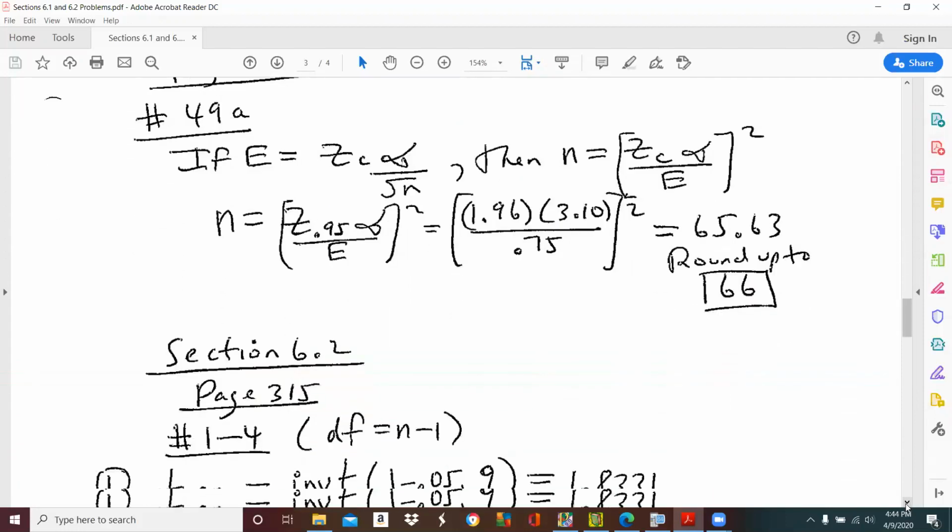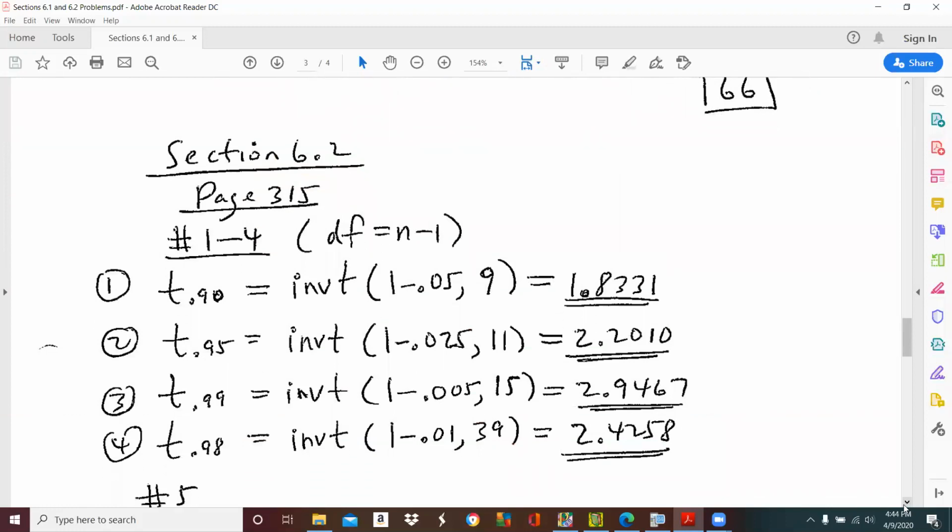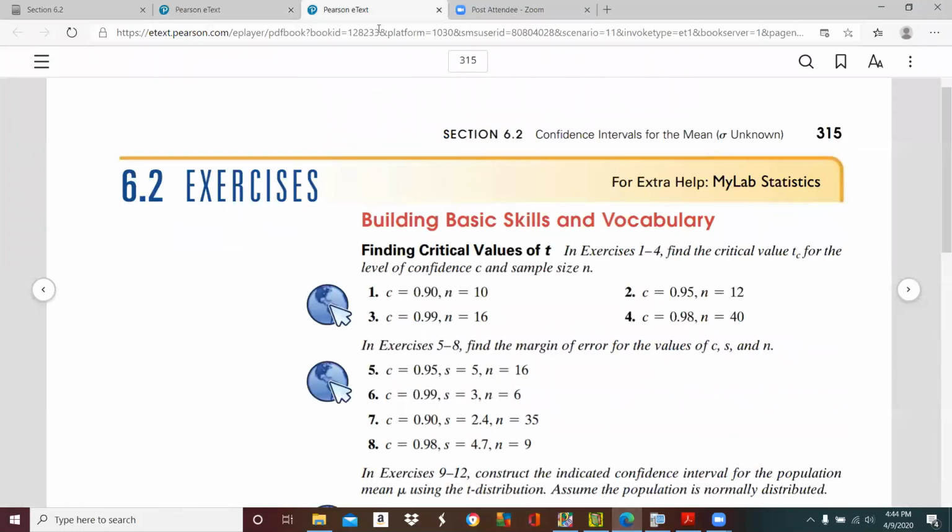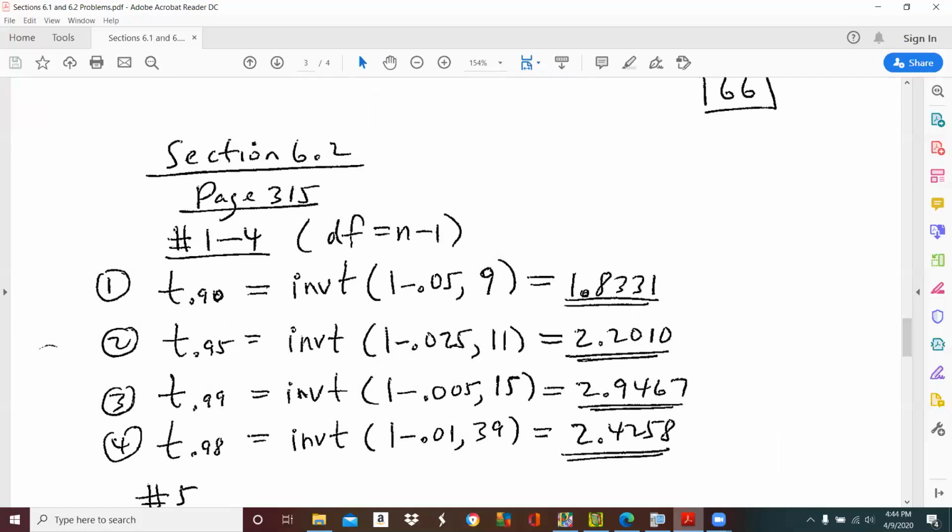All right, now let's do some problems in 6.2. And we're going to look on page 315. All right, let's go back to the textbook. We're going to go to 6.2. And here we are, page 315. And we're going to look at examples. Which examples are we going to look at? Examples 1 through 4.